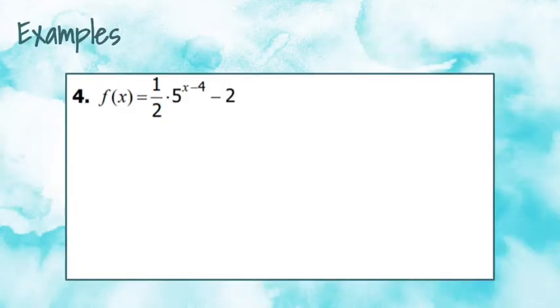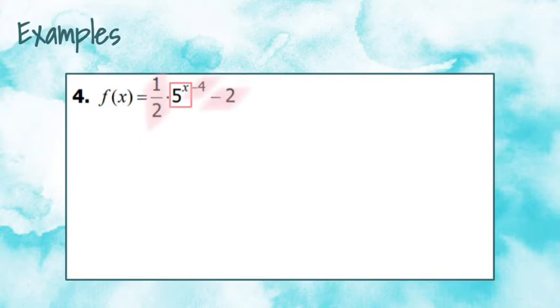So I'm going to look at number 4 with you because it's the hardest of those first 4 problems. The first thing we want to do is identify the parent function. And the parent function is only the x and the big number with the x. So 5 to the x power is our parent function. And everything else, so the 1/2, the -4, and the -2, are all transformations that we have to talk about. It asks us to list all the transformations that happen to this function.